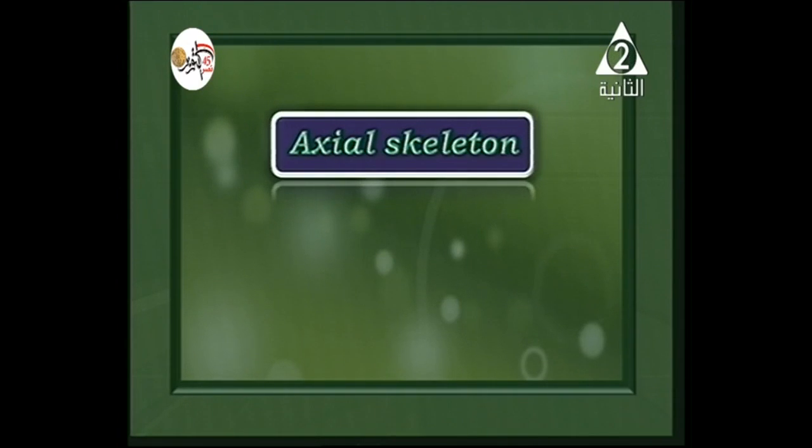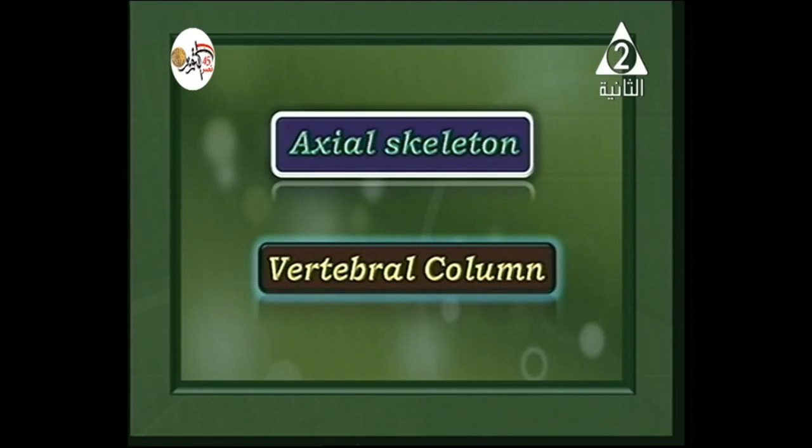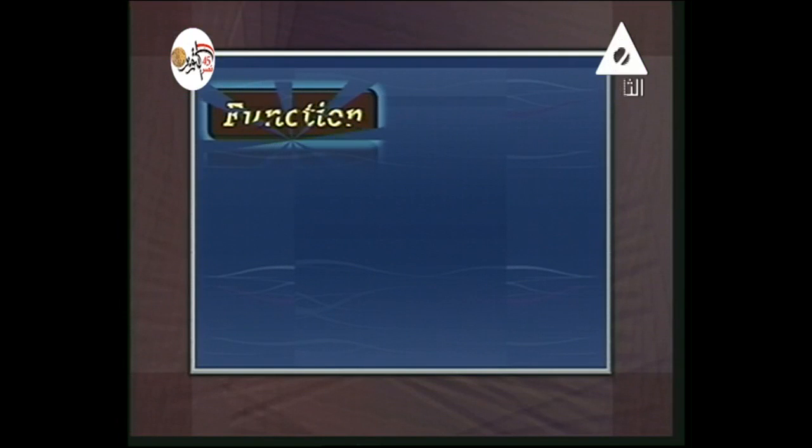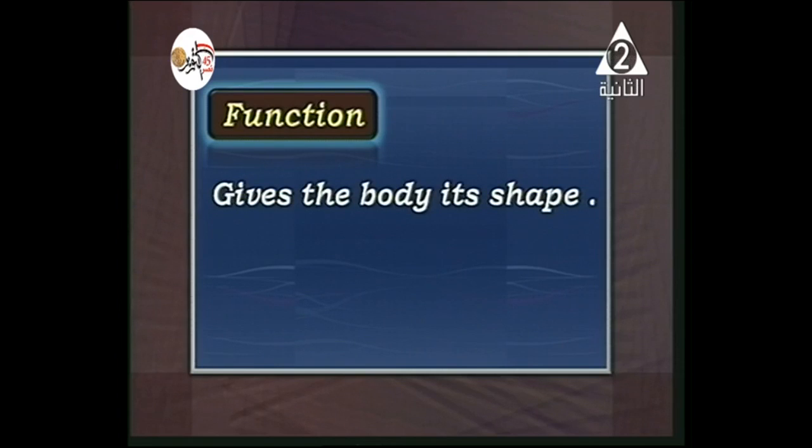Starting with the axial skeleton and vertebral column. Well, before starting the vertebral column, we need to know some information about each organ. In each organ, we need to know structure, function, and location, okay? Well, the function of the vertebral column, what is it? It gives the body its shape. As we said, in general, most of our skeleton gives our body its shape.